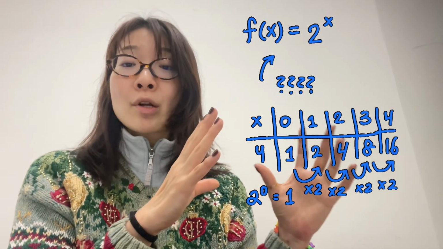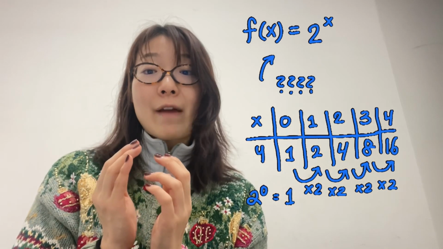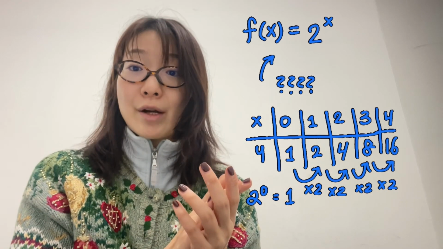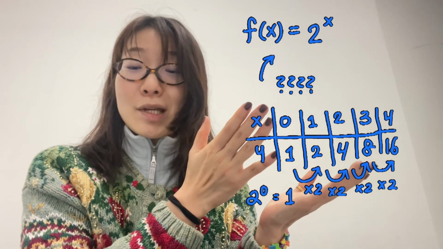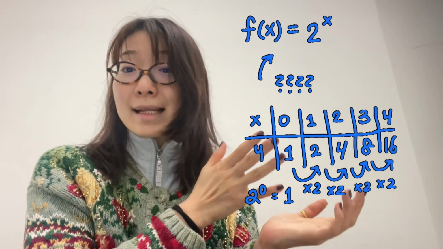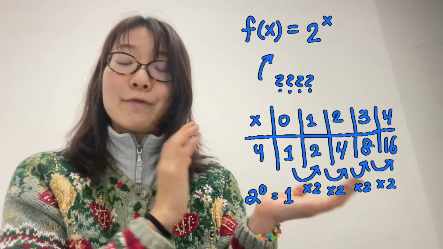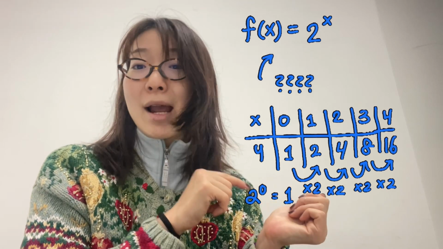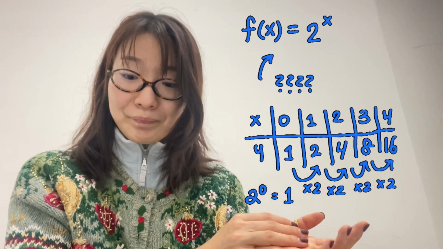So again, I'm going to make a simple table with the same values of x that I used for the linear function. And what do we see? We see that when x is 0, y is 1. When x is 1, y is 2. When x is 2, y is 4. When x is 3, y is 8. And when x is 4, y is 16.